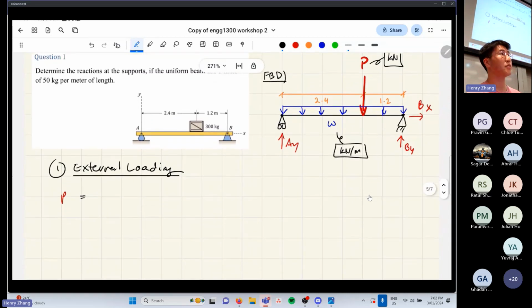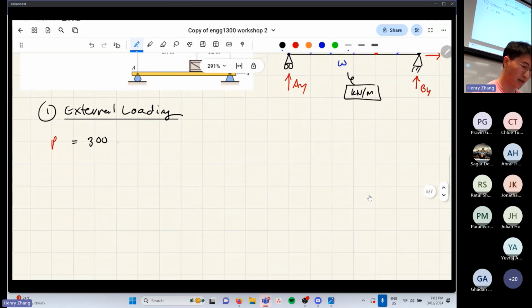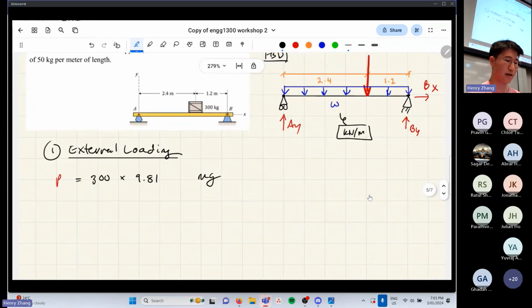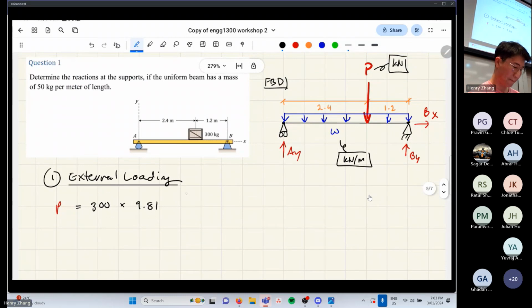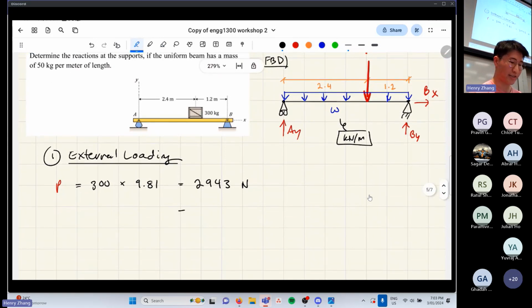So we've denoted the box's point load with P, right? And it's 300 kilograms times 9.81. And this comes from mass times acceleration due to gravity. So this is 2,943 newtons, right? Which, I don't know, this is a preference thing, but I'm going to leave it in kilonewtons because we're working in the scale of beams, so I prefer kilonewtons for this.